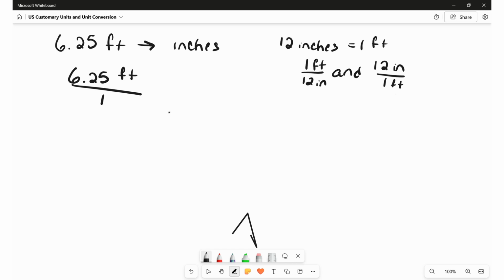The one that we want to work with is the one that is going to eliminate the feet. Because we're going to be multiplying by one of these, and we need the feet to cancel out, since the feet are on the top here, they need to be on the bottom here. Now these units cancel, and we are left with 75 inches.